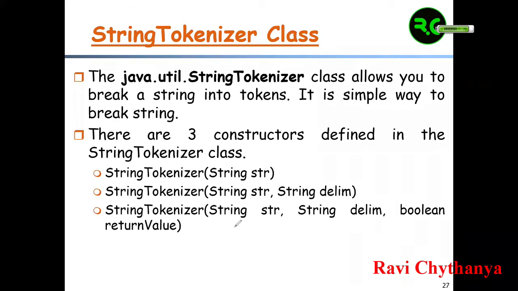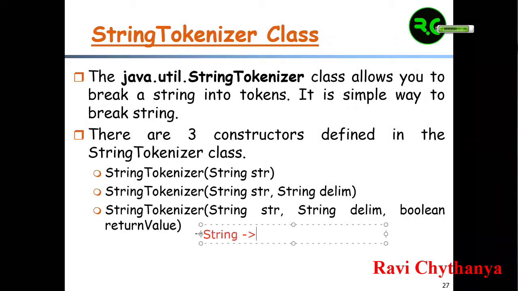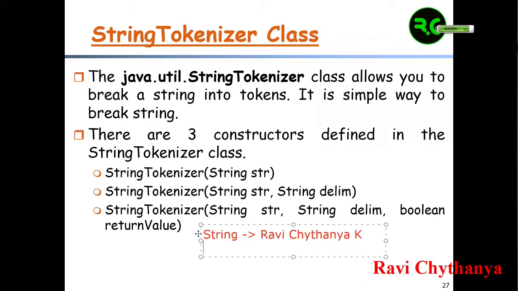Let me have one here. I have a string, Ravi Chaitanya K, and I want to find out how many words are there in my string in total. How can I count this? I need to convert the string to a character array, and then find out whether the character at each index is a space or not. If it is a space, then the word count will be incremented, otherwise the word count will not be incremented, and so on.